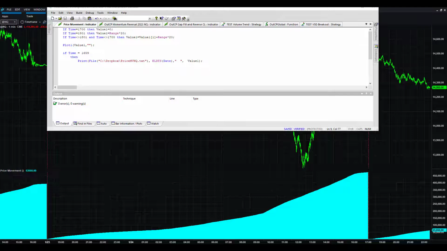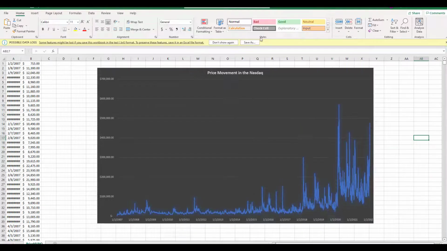And when I take the text file, you can see we open this text file and we generate a chart. And this is price movement in the NASDAQ. You can certainly see that since 2020, we are at a new level. The low level is elevated. Before, the low level was down here, and now the new low level is up here. So we are a grade higher in price movement on a dollar basis, and because we're at higher price levels too.